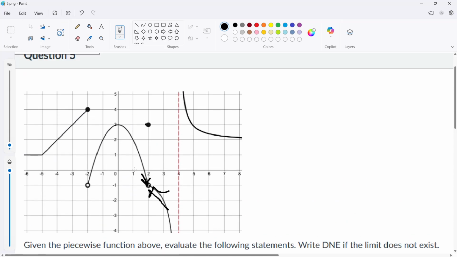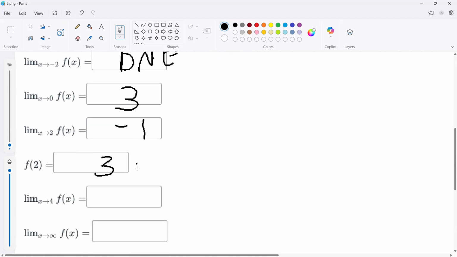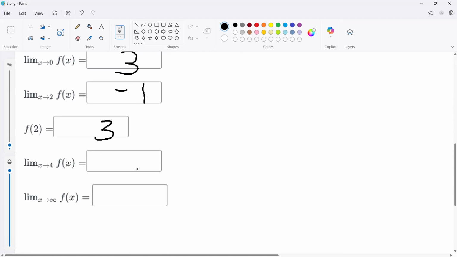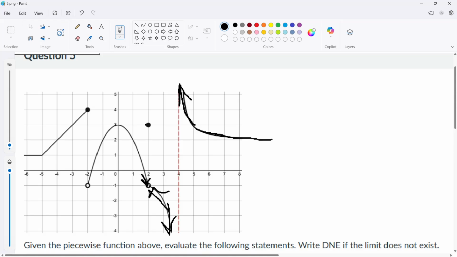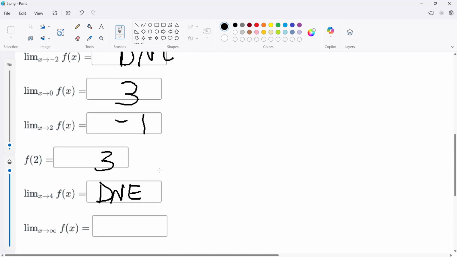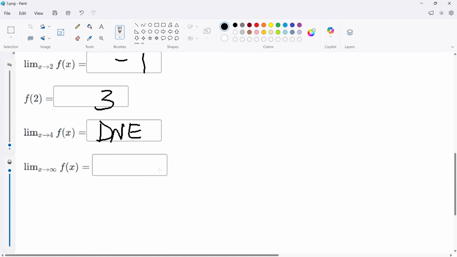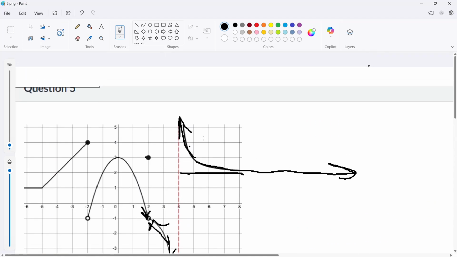As x approaches 4, it approaches infinity from the right, negative infinity from the left. Even if it approached positive infinity from both sides or negative infinity from both sides, that's still a does not exist limit. Infinity isn't a number. As x approaches infinity, as it goes further out, it looks like it approaches 2. f of x equals 2. So that's number 5, I think.